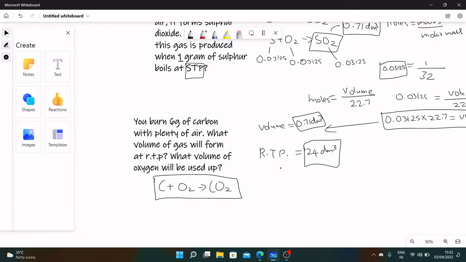So over here we have 6 grams of carbon. We need to convert that into moles. So we'll write mole equals mass by molar mass. Our mass is 6 grams. The molar mass of carbon is 12. So 6 divided by 12 giving you 0.5. So you have 0.5 moles.